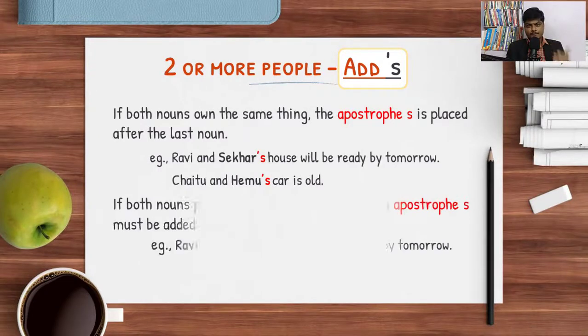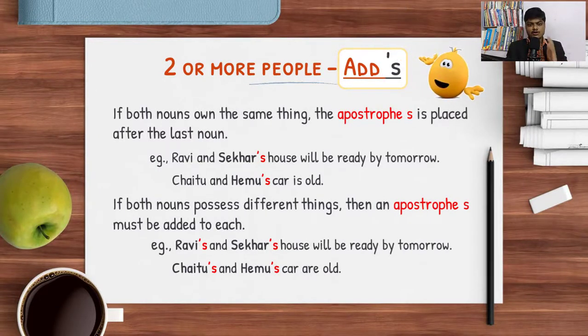For two or more people, add apostrophe s. If both nouns own the same thing, the apostrophe s is placed after the last noun. See, in the example, Ravi and Shekhar's house will be ready by tomorrow. The house belongs to both Ravi and Shekhar. Then we should use apostrophe s at the end of the two words. In the next example, Chaitu and Hemu's car is old. Here the car belongs to both Chaitu and Hemu. One car that belongs to both Chaitu and Hemu. Then we should place apostrophe s at the end of the two words. A similar situation but a different one.